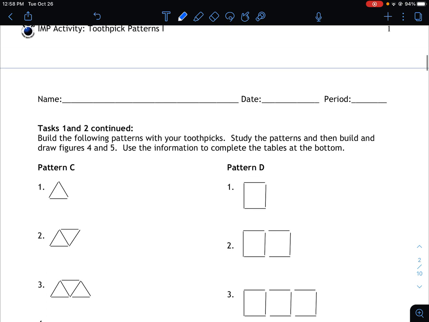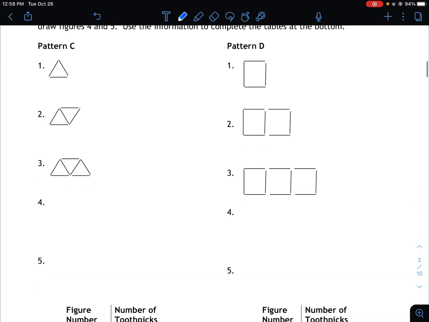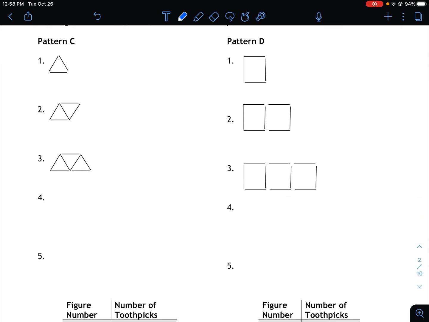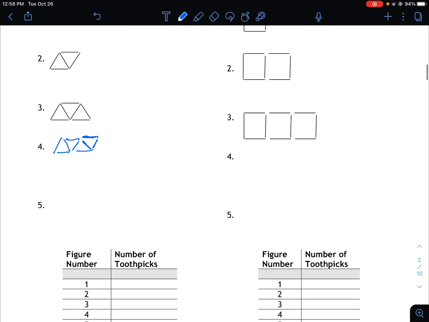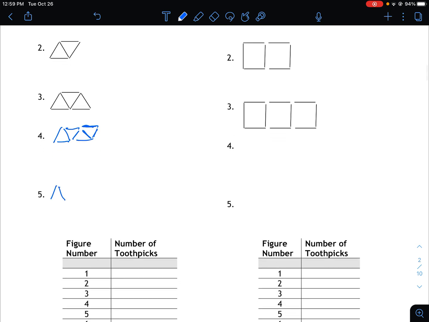Let's look at a couple more figures, C and D. It's a little bit different. So we start off with a triangle. And then looks like an inverted triangle. And so let's do this. So we have this 1, 2, 3. So that's the same pattern. And it looks like we just have to add another triangle. And then the 5th pattern would look very similar.